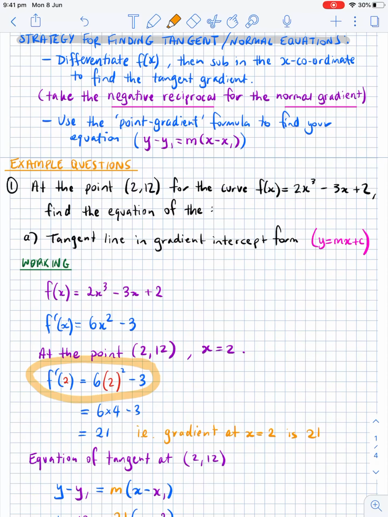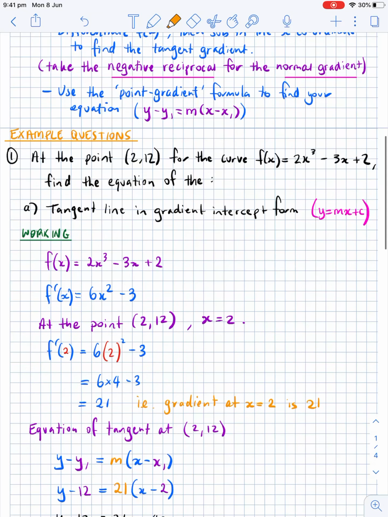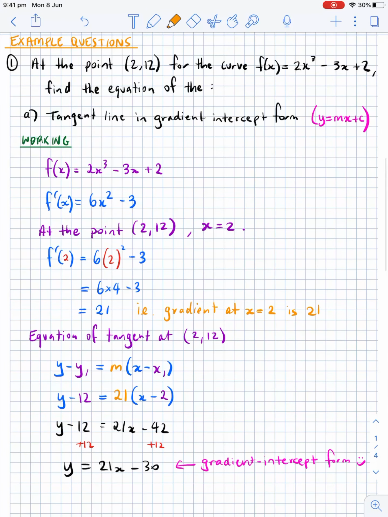We substitute that in to the derivative. Our x is changing to that 2 because we want our x to be equal to 2. 6 lots of 2 squared minus 3, that is going to be equal to 21. So that's a very high gradient. It rises 21 and runs 1. So that's the gradient we want to use for this tangent line.